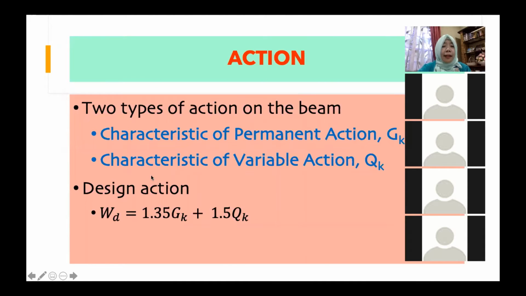Like strength, we also change the characteristic into design actions. It is called WD. W means action, D means design. It is equal, because we consider only permanent action and variable action, without wind load, to 1.35 GK plus 1.5 QK. 1.35 is the factor of safety for the permanent load, while 1.5 is the factor for the variable action. So you can see here the variable action has a higher factor of safety.